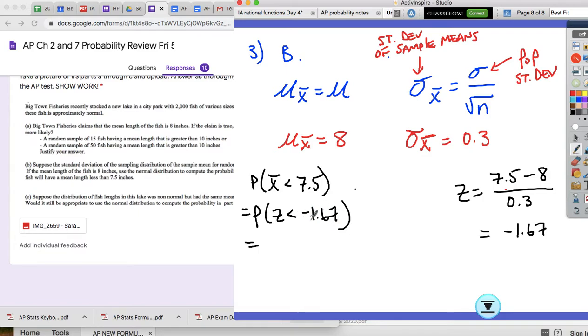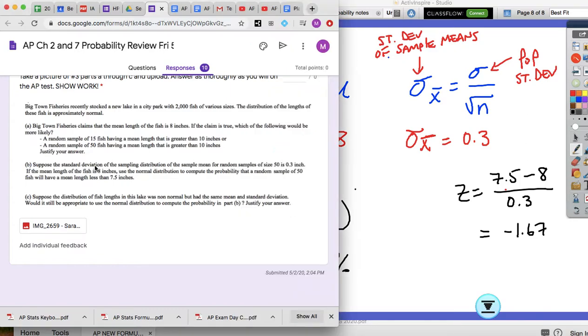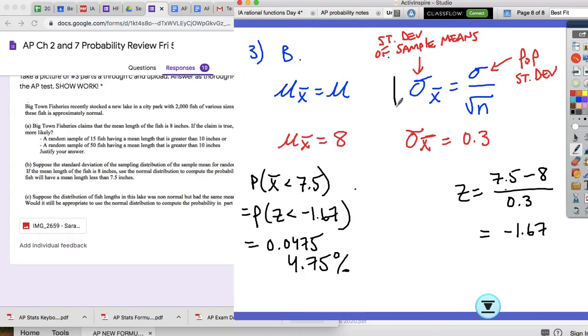And since it's a less than, I'm just going to look that up on my chart. And I get 0.0475. So 4.75% would be the answer to that question. So again, the wording here where it says the standard deviation of the sampling distribution of the sample means, that's what this is right here. So they gave that to you of 0.3. Had they told you the population standard deviation, then you would have had to divide that by the square root of the sample size. So it's the wording there that you have to be careful of.